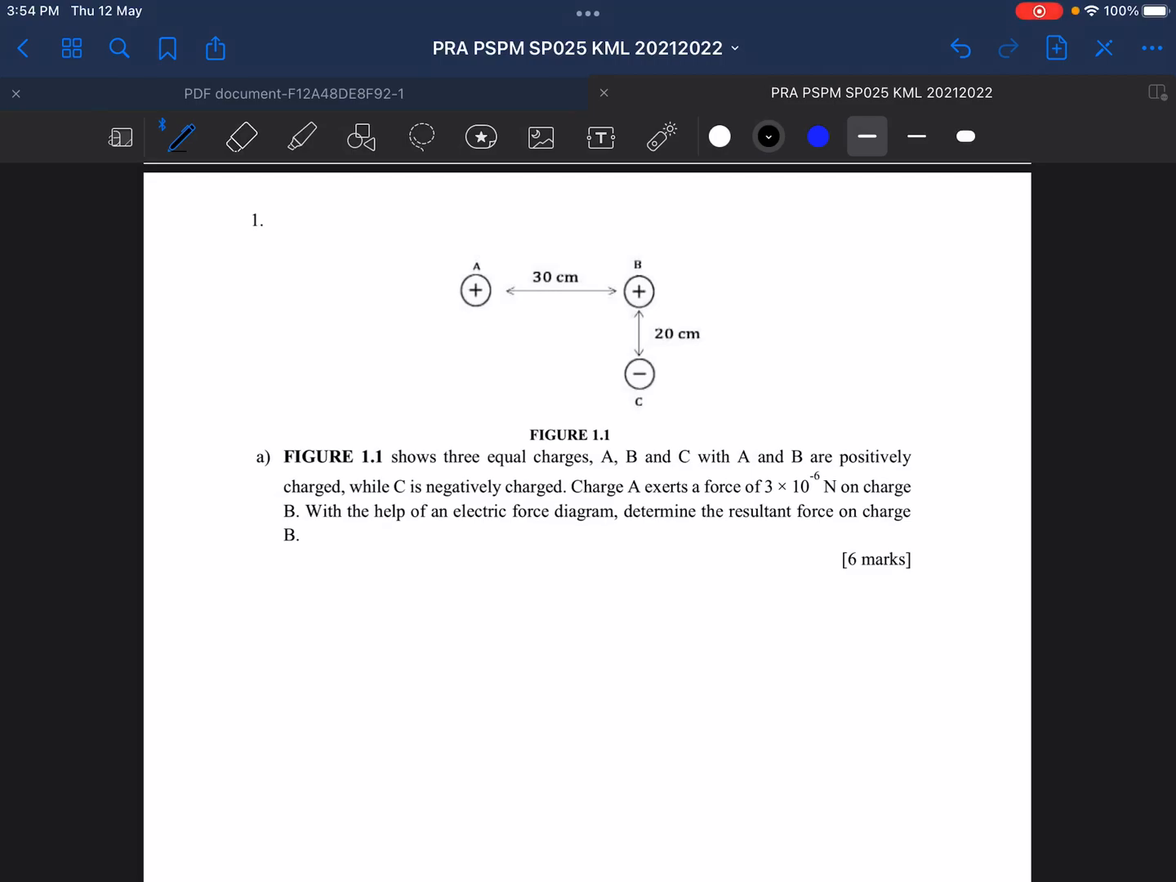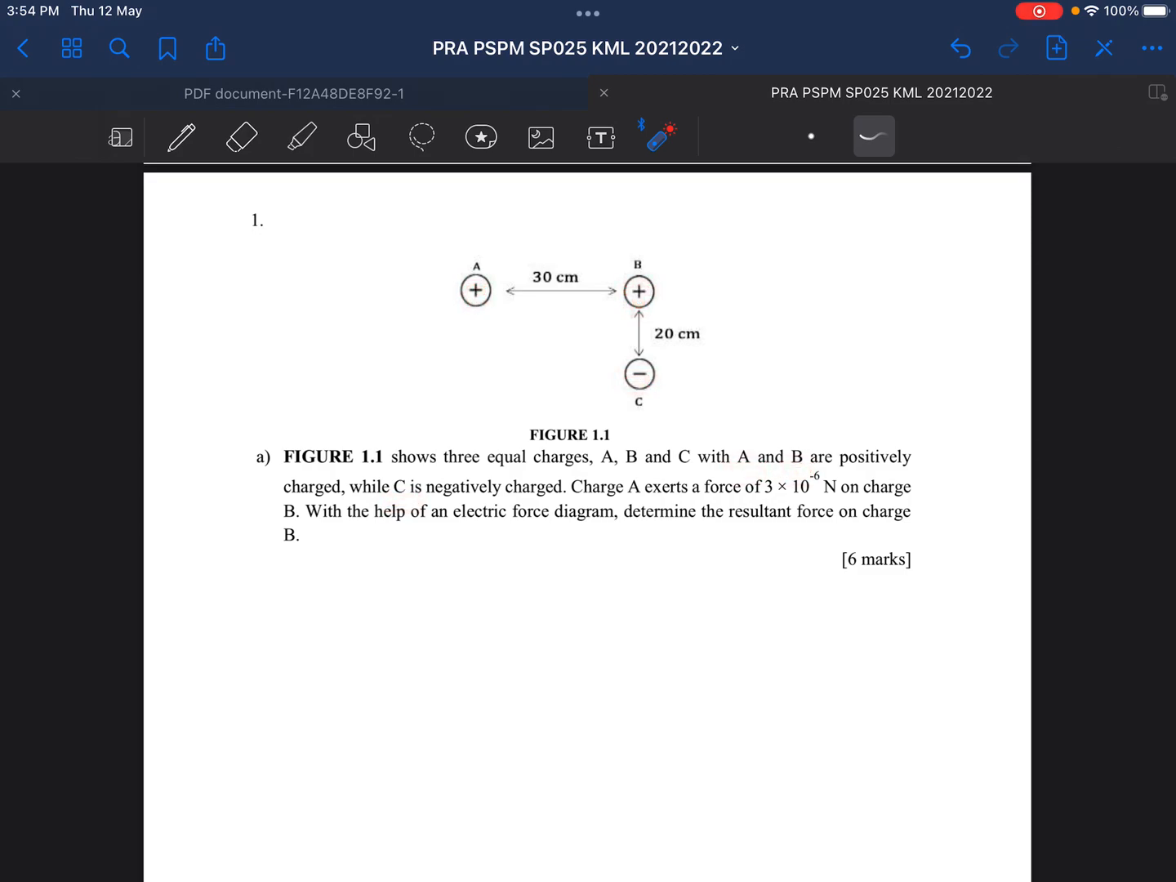Hi, let's try to do example 1. So let's read the question. Okay. So figure 1.1 shows three equal charges A, B, C. So QA, QB and QC are equal charges, but they don't give you the value, but it's okay. So A and B are positively charged and C is negatively charged.